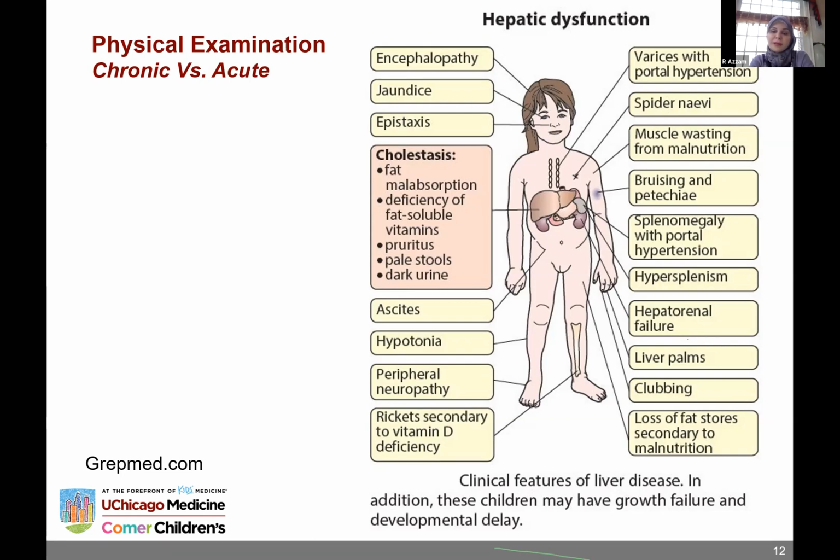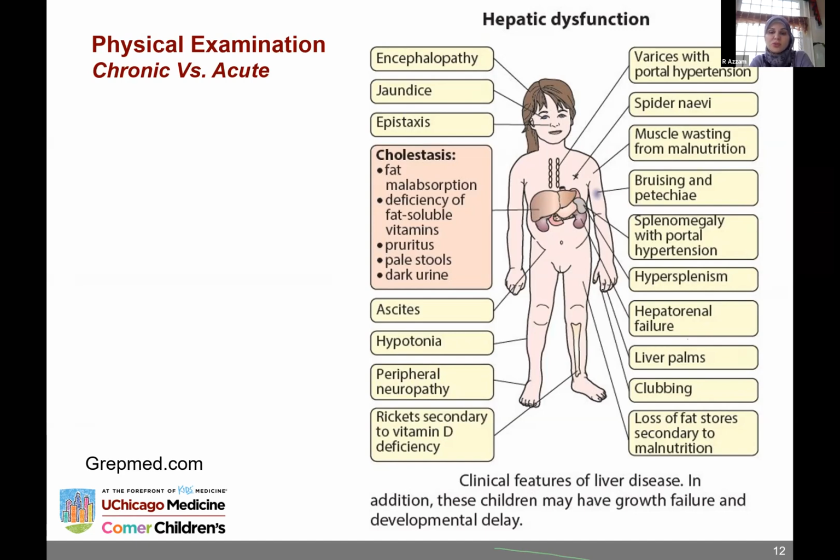Increased intra-abdominal pressure will cause hernias, so always check for hernias. And then you will do their neurological exam, and this is very important in both chronic and acute liver failures.